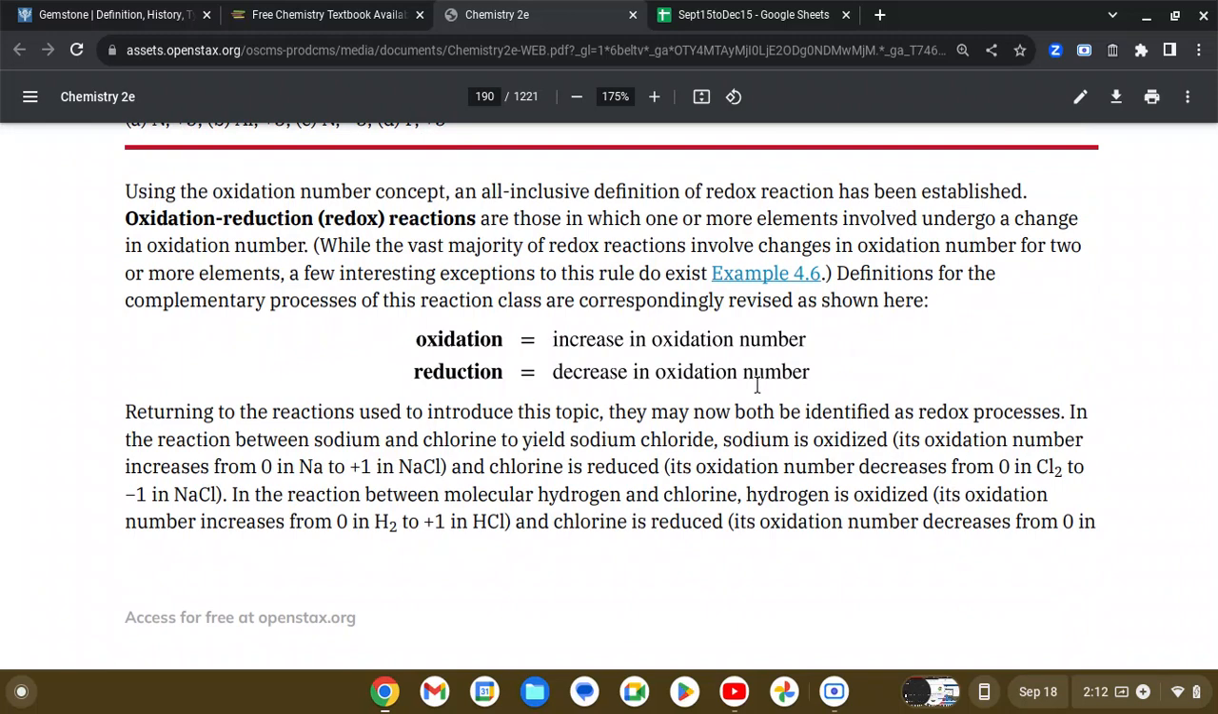Definitions for the complementary processes of this reaction class are correspondingly revised as shown here. Oxidation: increase in oxidation number. Reduction: decrease in oxidation number.